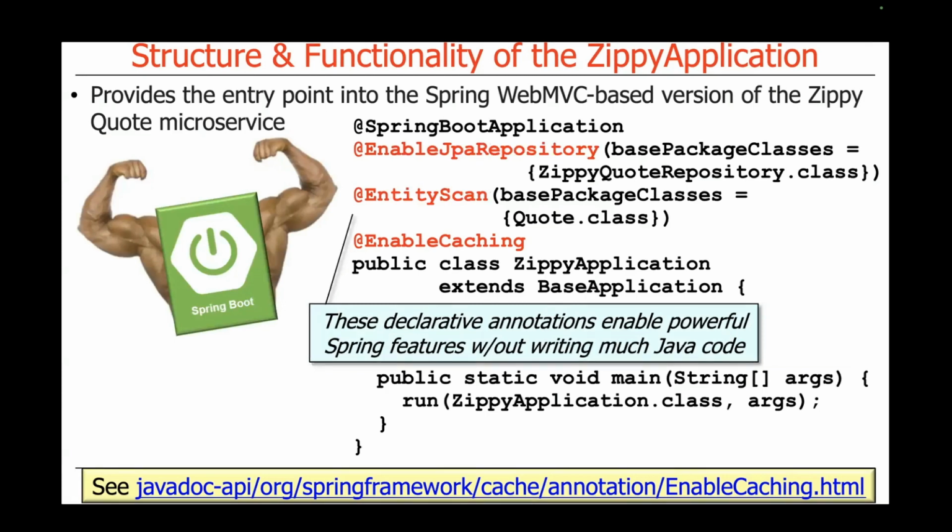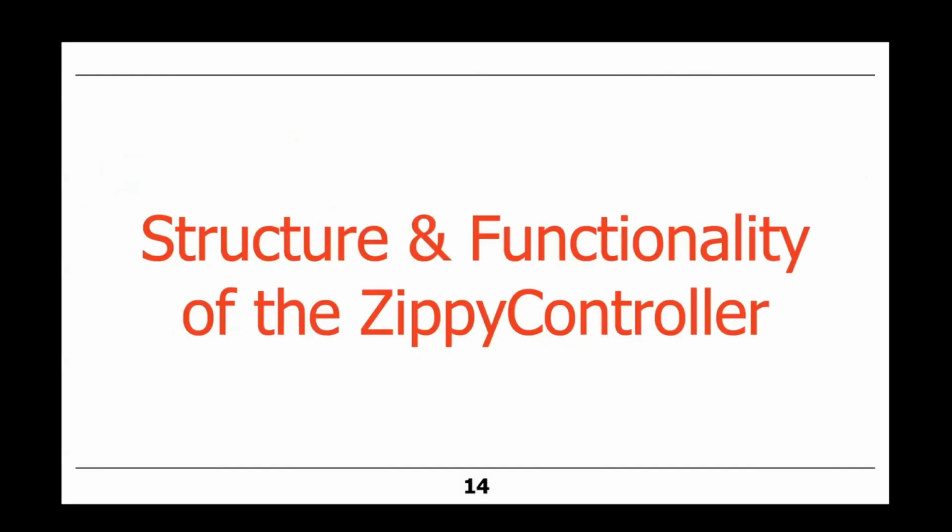These declarative annotations, enable JPA repository, entity scan, and enable caching, allow us to use a bunch of powerful Spring features without having to write much, if any, Java code. So we don't have to write the caching code. We don't really have to write the way in which we're going to connect things together for the JPA repository. We don't have to do the entity scanning. That's all done for us automatically using the annotations that we provide here. So very useful to know these annotations, and you'll get a chance to apply them in upcoming assignments as well.